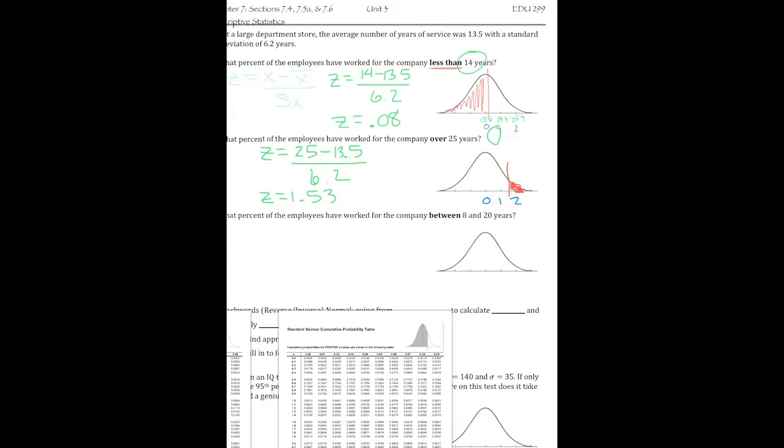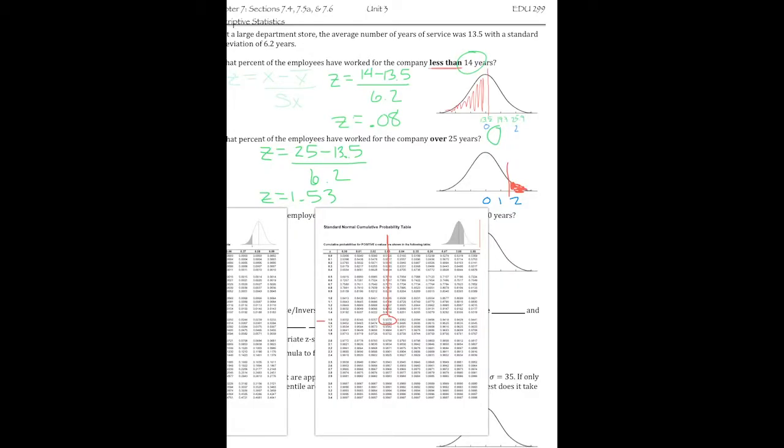So if you're looking at a greater than, then the area shaded in needs to be over here on the right. And you can already tell that it's going to be much less than what it was for part A, right? Because your average number is 13.5. We're looking at over 25, so you are quite a ways away, right? So let's go ahead and take a look at our probability table.